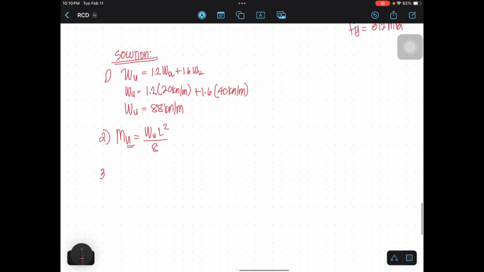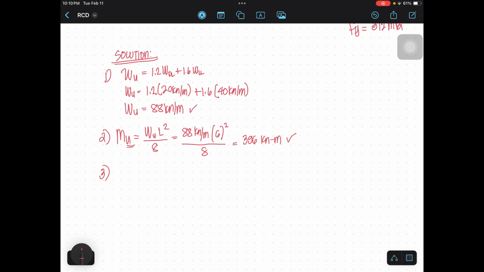Third, after natin ma-compute yung uniform load at the same time yung maximum moment, so ito pala 88 kilonewtons per meter multiplied by the length of 6 meter, naka-square siya, divided by 8. Our ultimate moment is 396 kilonewton per meter.